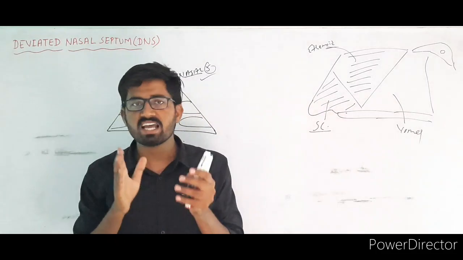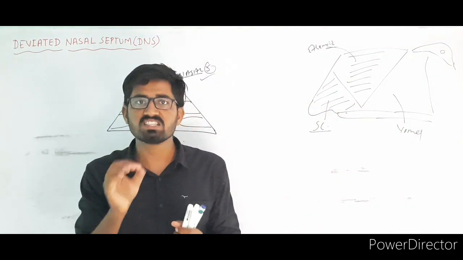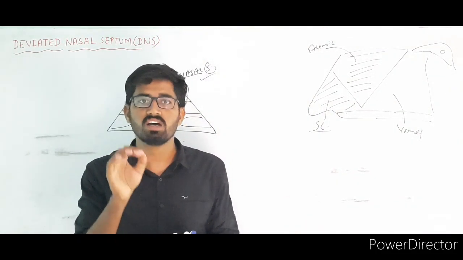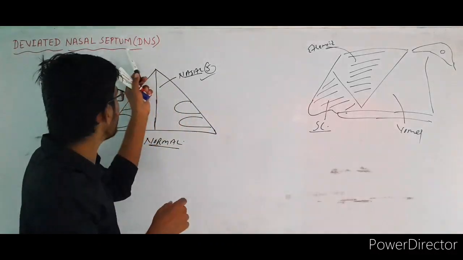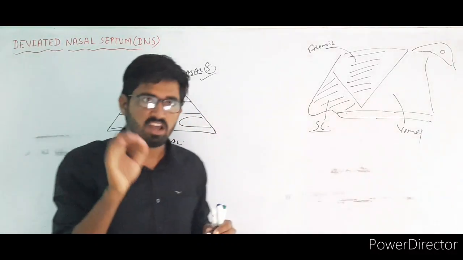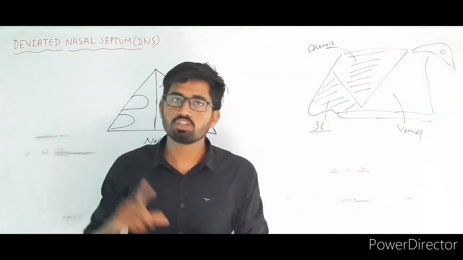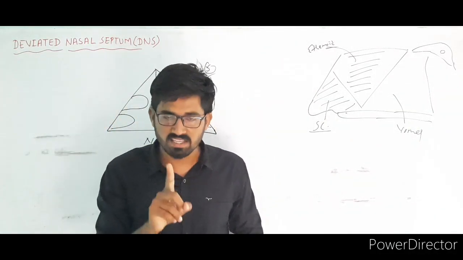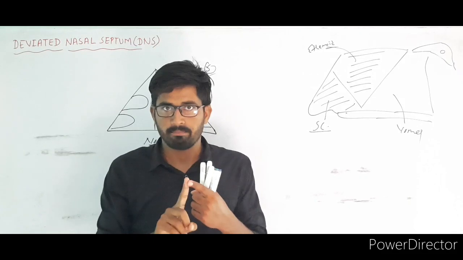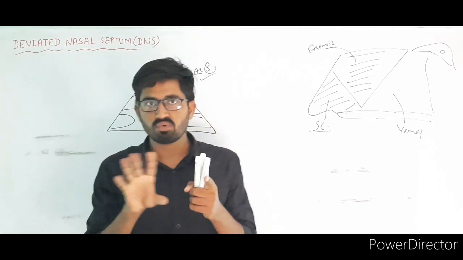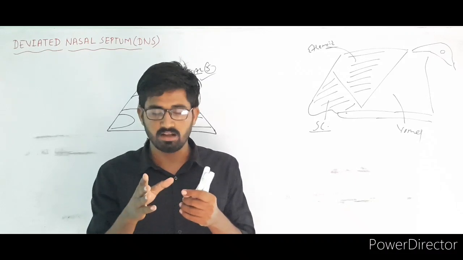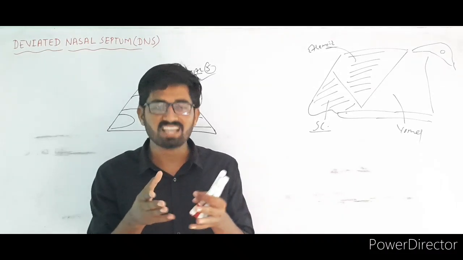See, this deviated nasal septum is the main reason for obstruction of the nose. The first etiology behind this deviated nasal septum is trauma. There are different types of trauma, meaning different accidents, right?